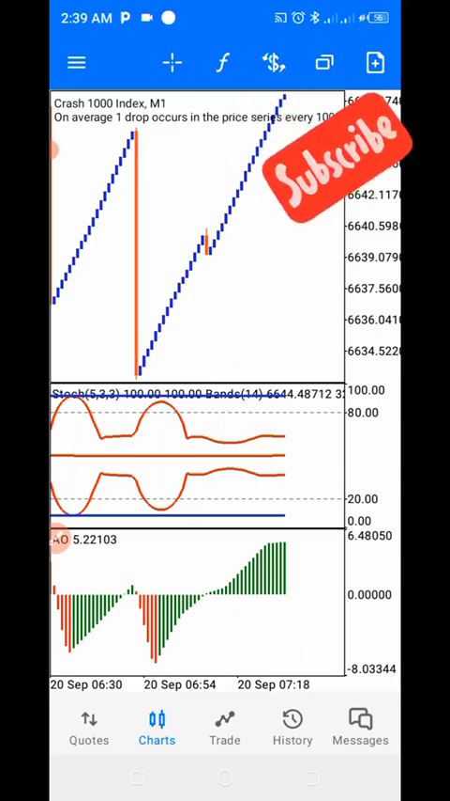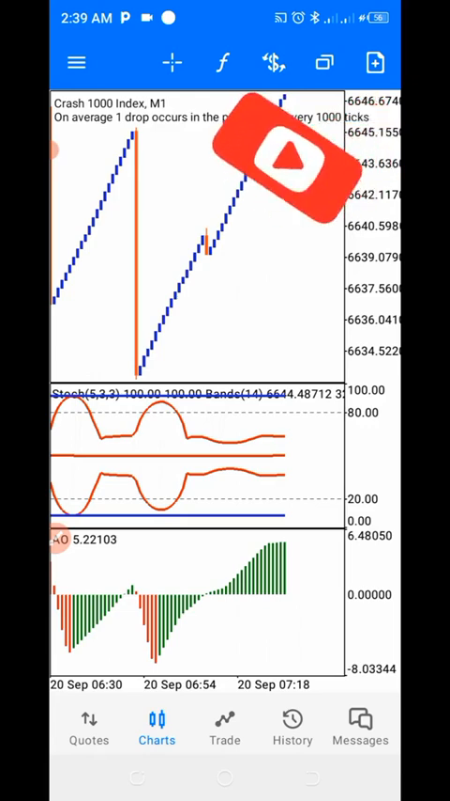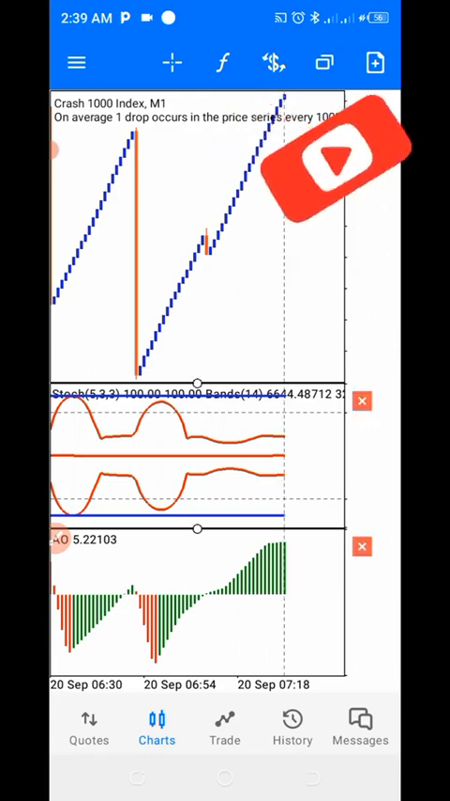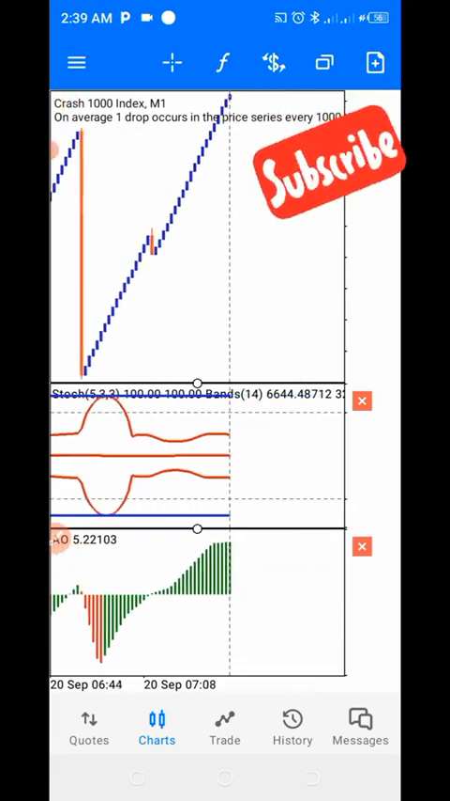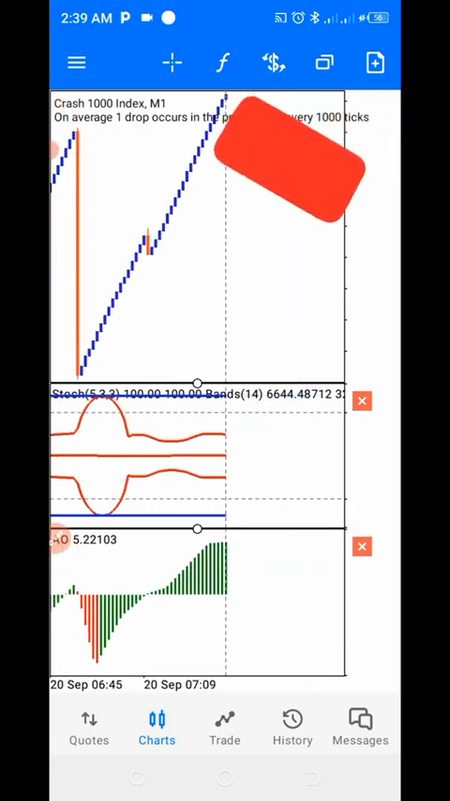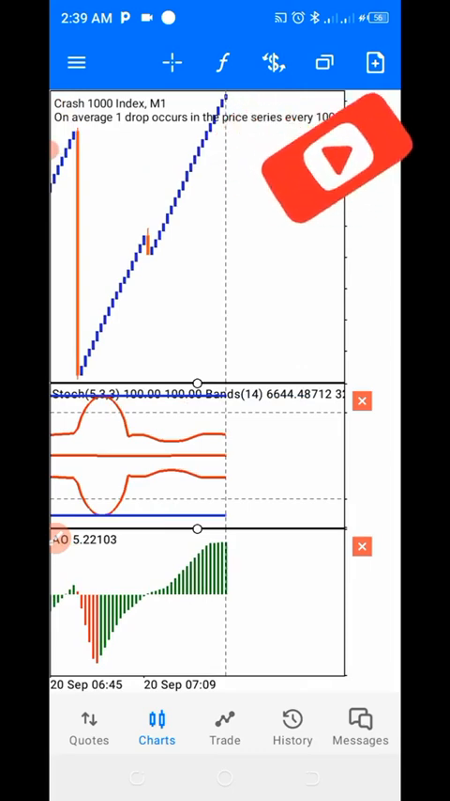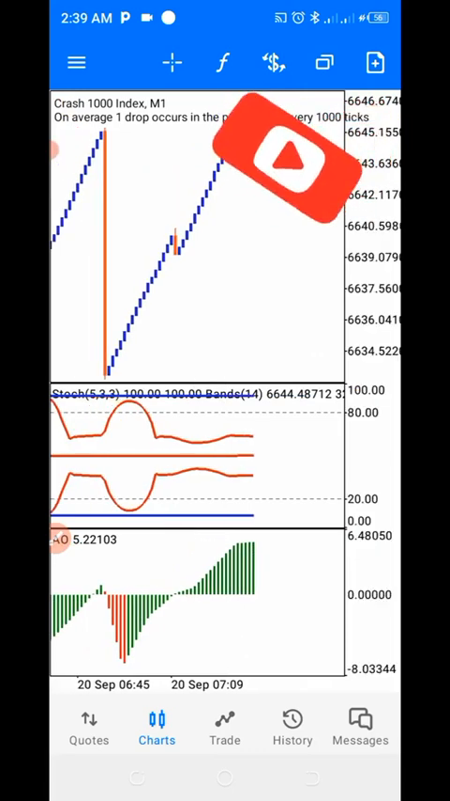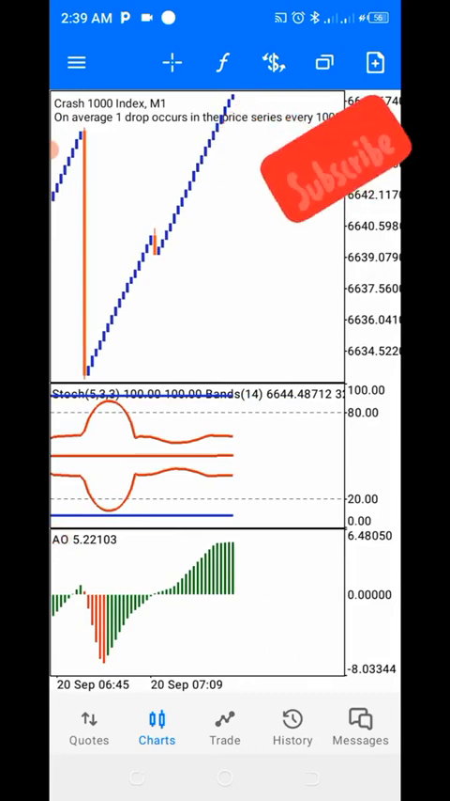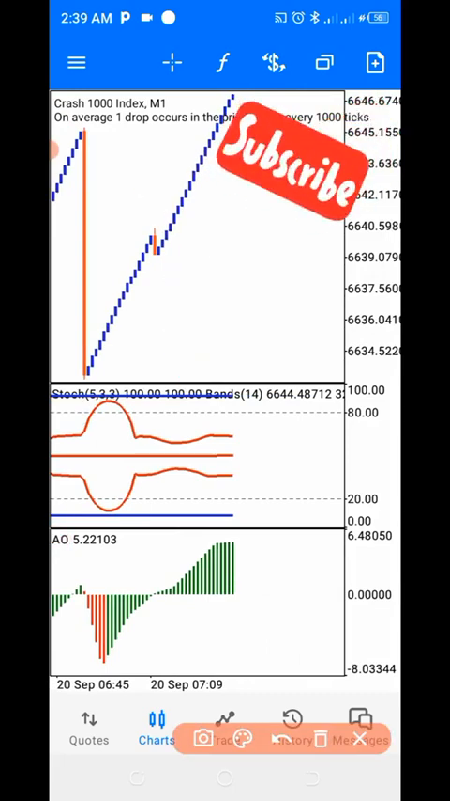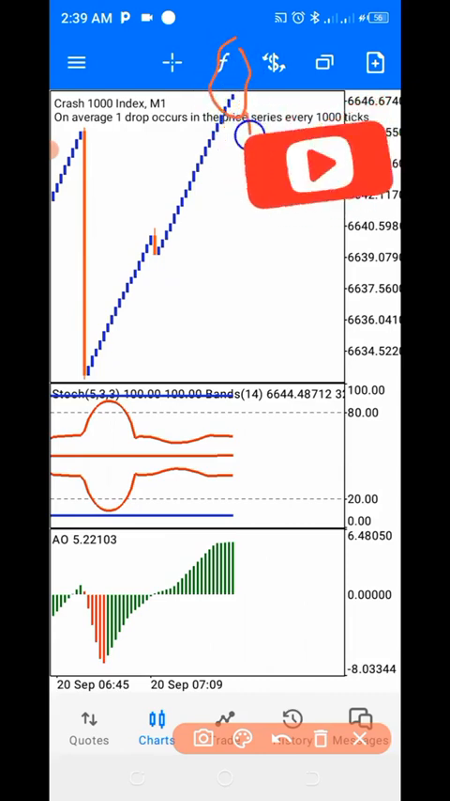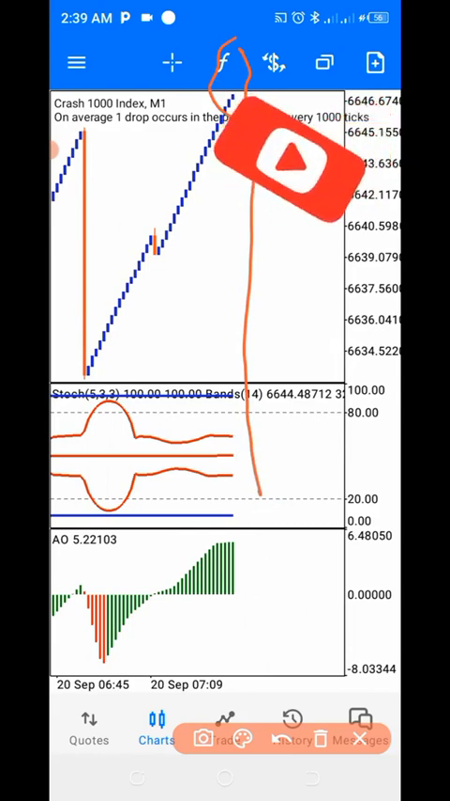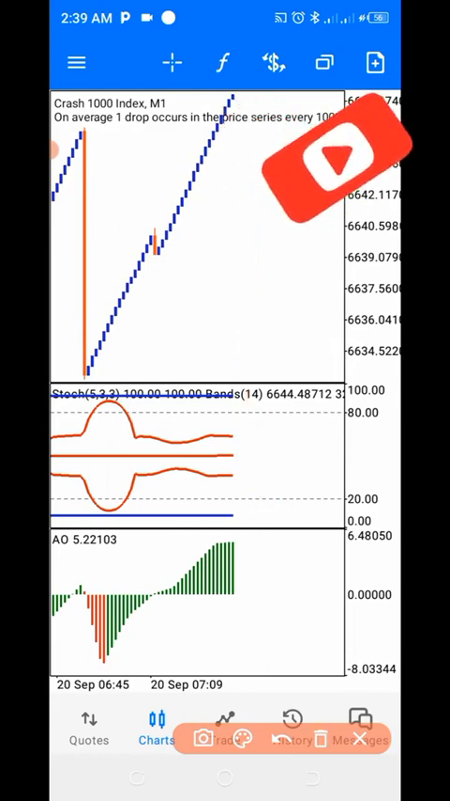Then the second condition on this strategy is that you click on this, then you bring this horizontal line down to your F here. It has to align with your F here. You can see it has to align with your F here. So that is the second confirmation, the second condition.